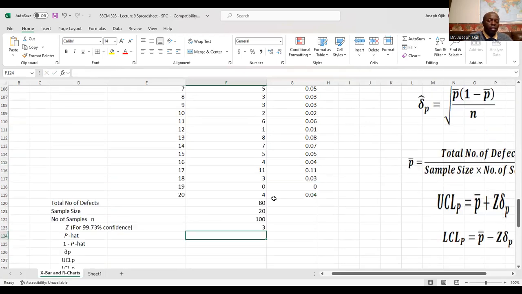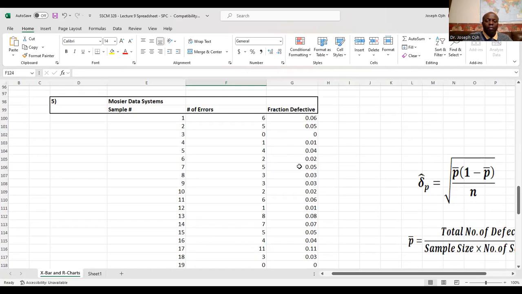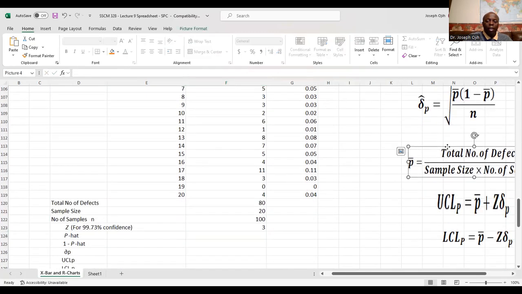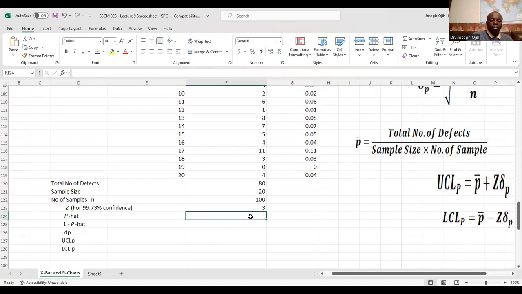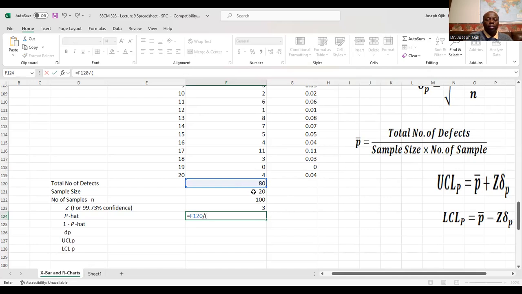Now, p hat. These are the fraction percent defectives. So you can see the p hat, you can see the formula, I have it here too. Number of defects divided by sample size times number of sample. So p hat equals number of defects, which is 80, divided by sample size of 20 times number of sample. That means the amount of sample examined for each of the 20 clerical officers.